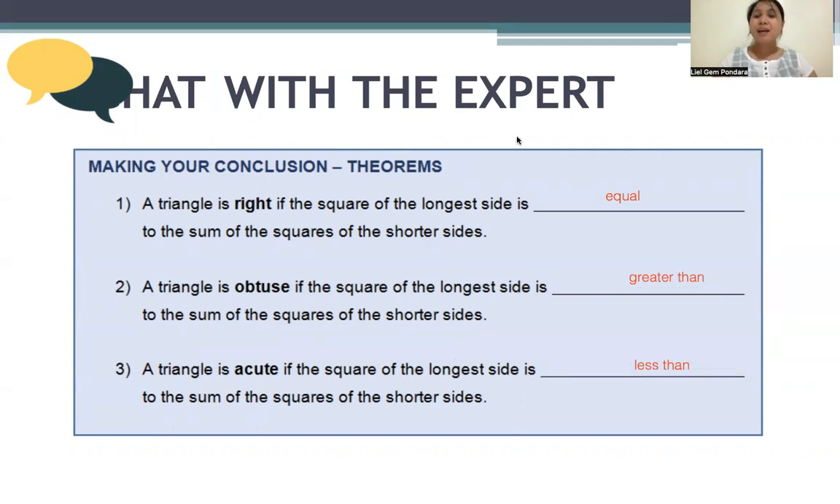So again, if the square of the longest side is equal to the sum of the squares of the shorter sides, then it's a right triangle. If the square of the longest side is greater than the sum of the squares of the shorter sides, it's obtuse. If it is less than the sum, we say it's an acute triangle. Let's have another drill. We're almost done.